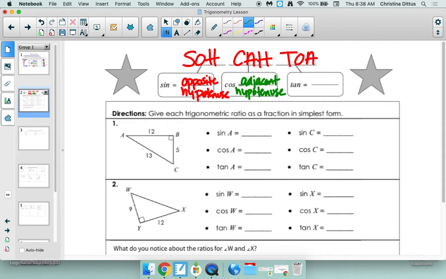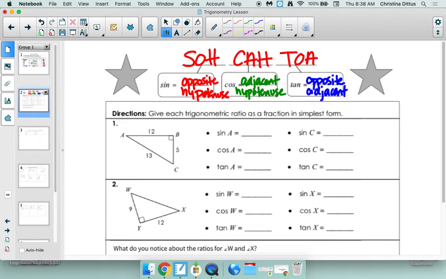I would write this down. TOA stands for tangent, which is your opposite over your adjacent. So TOA, T-O-A, is your tangent equal to your opposite over your adjacent. That is a little trick that we will use probably the rest of the chapter.